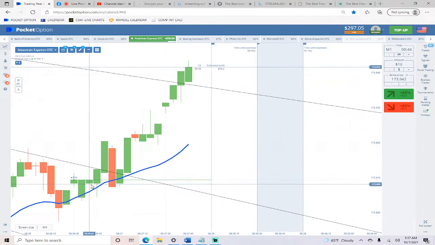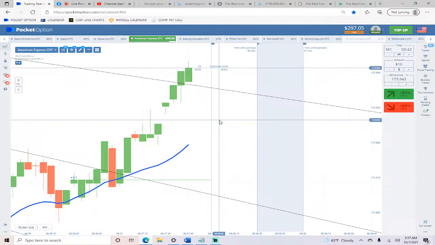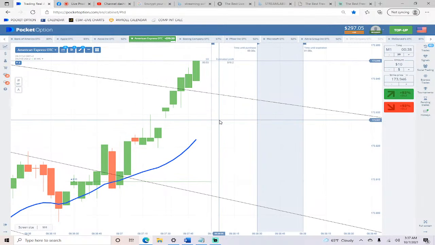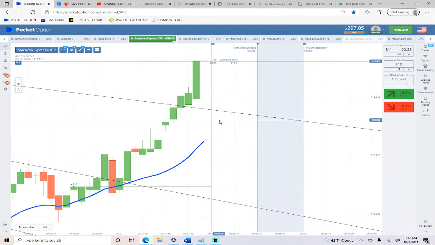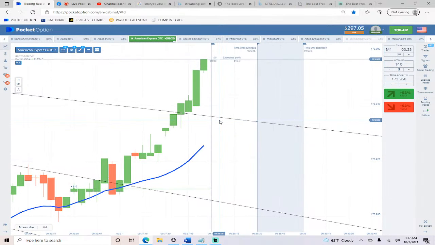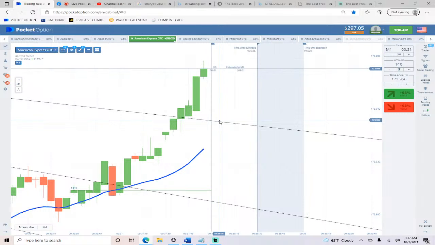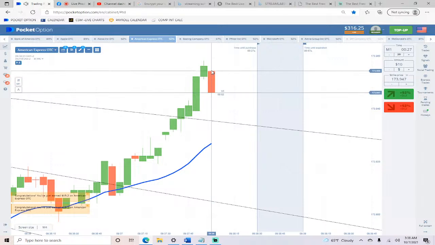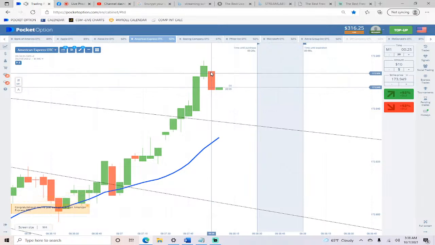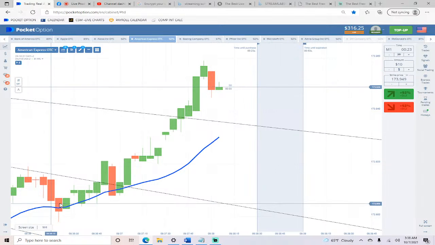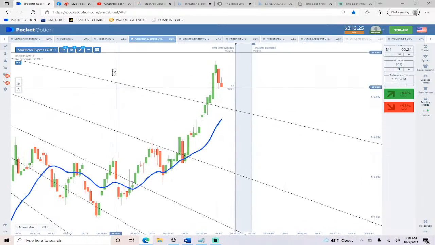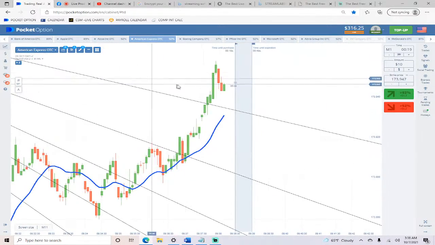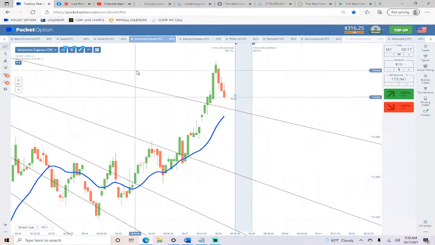And see how he took off beautifully. Look at that. Look at that pinpoint. From down here up here. We won that trade. Okay. Let's go ahead. Find another.